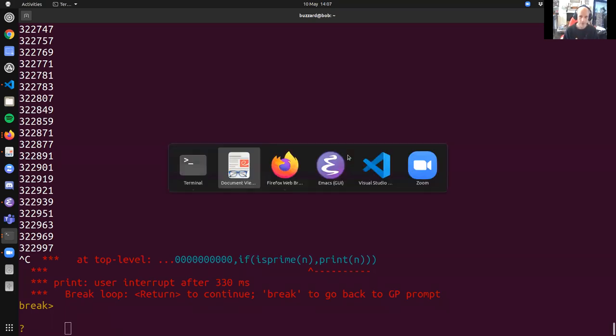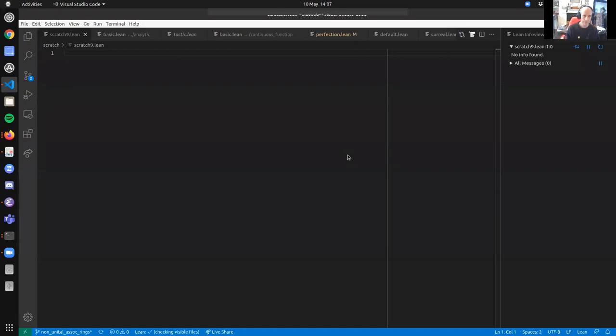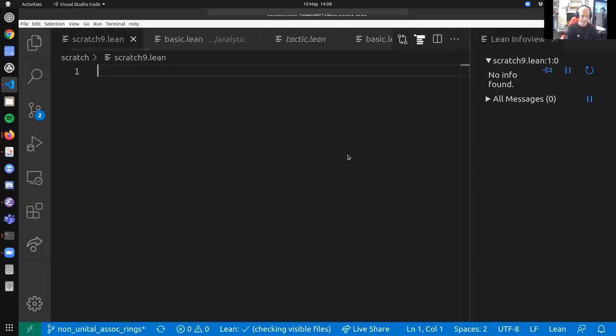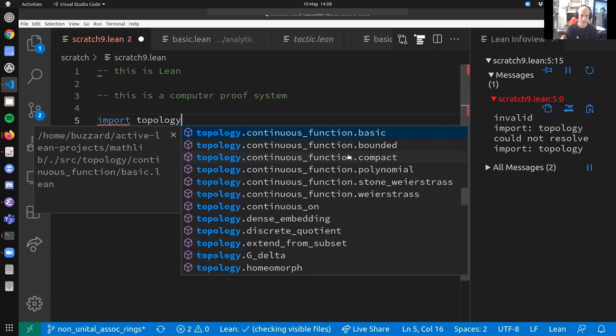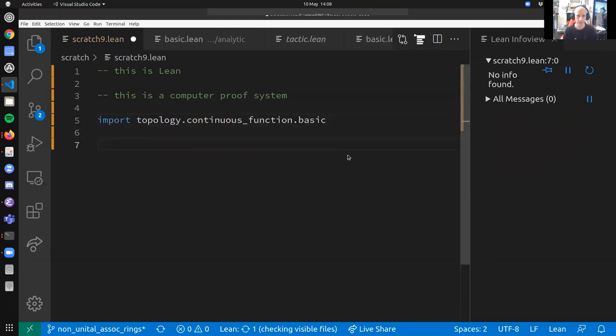Let me now switch over to Lean. So this is Lean, a computer proof system, and what goes on here is rather different. We can do things like topology, so import Topology.ContinuousFunction.Basic, there we go. And now I've got access to variables.